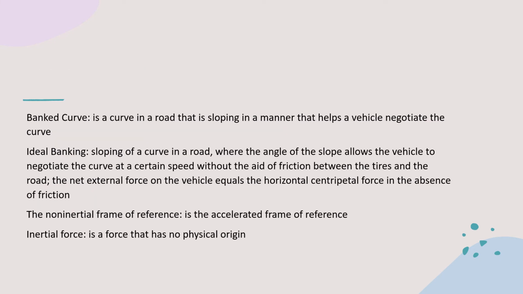A banked curve is a curve in a road that is sloping in a manner that helps a vehicle negotiate the curve. Ideal banking is the sloping of a curve in a road, where the angle of the slope allows the vehicle to negotiate the curve at a certain speed without the aid of friction between the tires and the road. The net external force on the vehicle equals the horizontal centripetal force in the absence of friction.